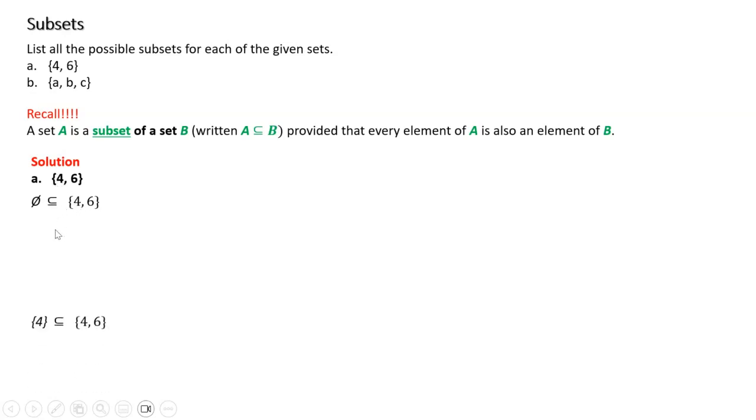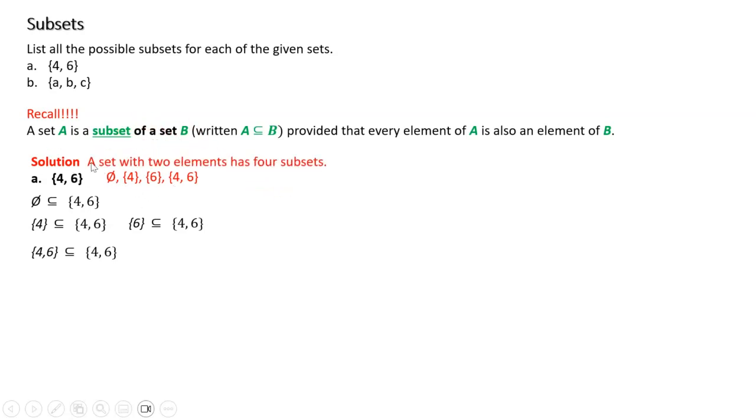Now, let's take it one at a time. The set containing 4 is also a subset of the set 4, 6, right? Because 4 is in 4, 6. And then it's going to be the 6, right? And then now we do it in pairs. So it's going to be the set containing 4 and 6 is a subset of the set containing 4 and 6. So here are my answers. We have 1, 2, 3, 4. And this is the answer because I want you to list them. That's my answer. Now, here, the set with 2 elements has 4 subsets.